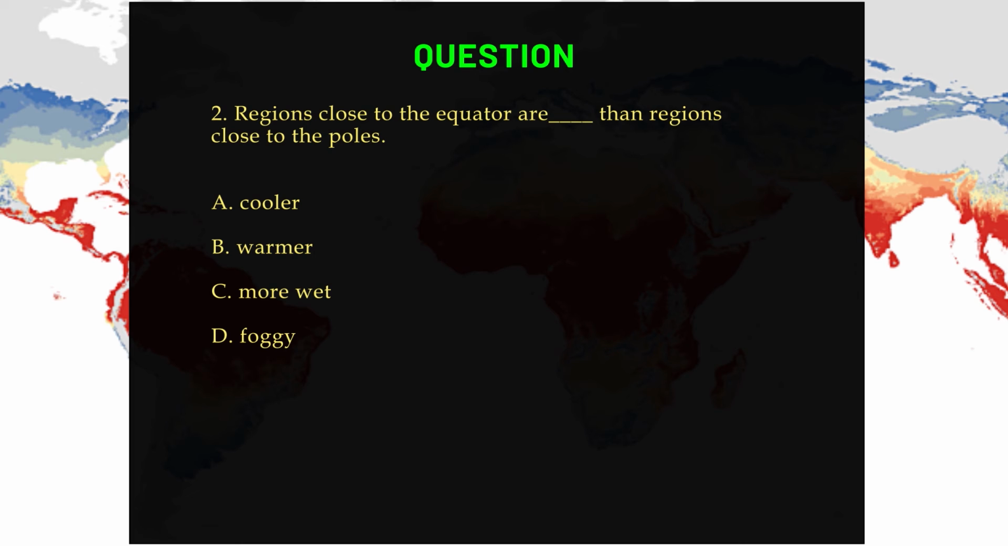Question 2. Regions close to the equator are dash than regions close to the poles. A. Cooler. B. Warmer. C. More wet. Or D. Foggy.